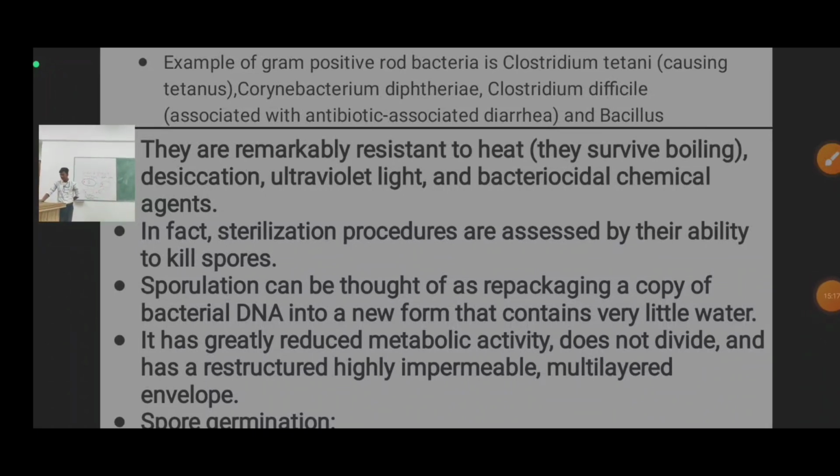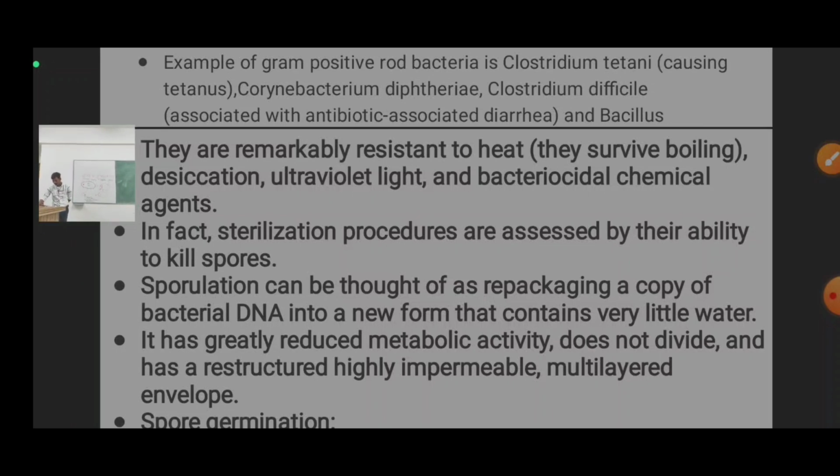Examples of gram-positive bacteria are Clostridium tetani, causing tetanus. Then we have Corynebacterium diphtheriae, causing diphtheria. Then we have Clostridium difficile, which is antibiotic resistant and causes antibiotic-associated diarrhea, okay, and Bacillus anthracis. These are all gram-positive rod bacteria, and during unfavorable situations they undergo sporulation.